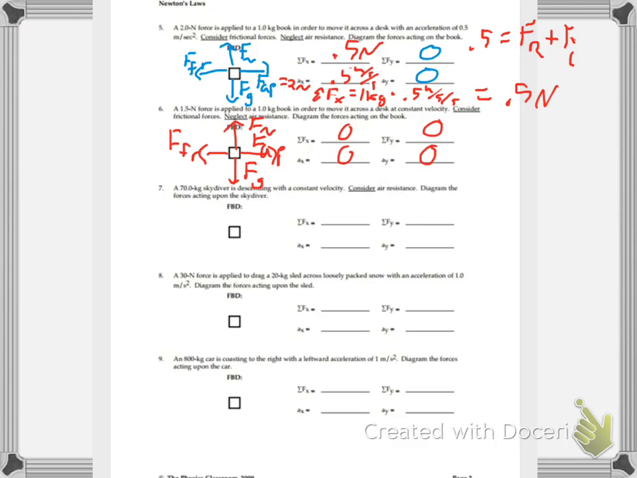70-kilogram skydiver is the next one. Moving with a constant velocity. So as he's falling, it's force due to gravity, and then he has his normal force. Or not normal, I'm sorry. He has air resistance. No forces in Y. It means that his acceleration is 0. He's again descending at a constant velocity, which means that his forces are balanced and his acceleration is 0.